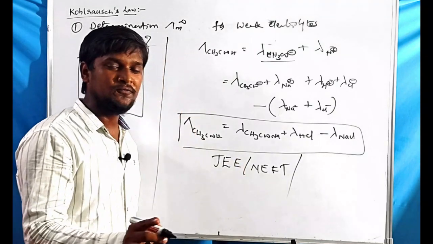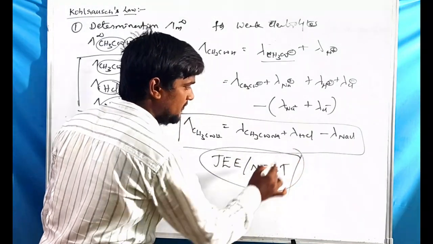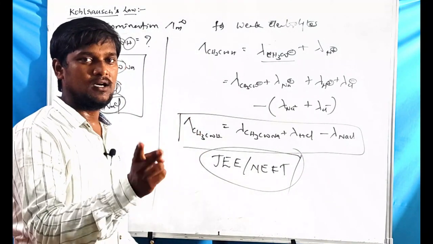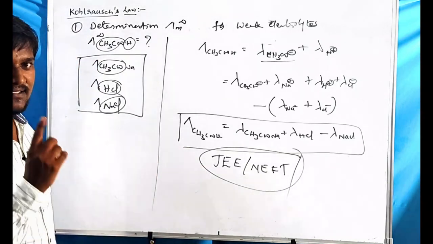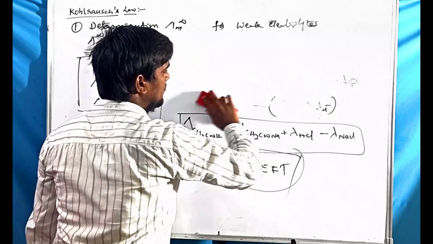It is also a very useful method for CSIR and GATE aspirants. So don't forget it. It is a very helpful method. At the end of the video, I'll solve two or three problems regarding this method. This is the first application. Now let us go through the second application of Kohlrausch law.